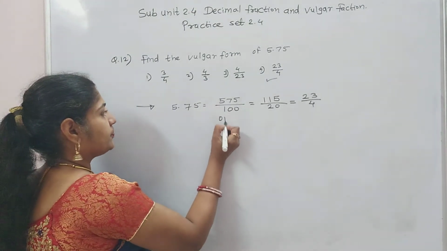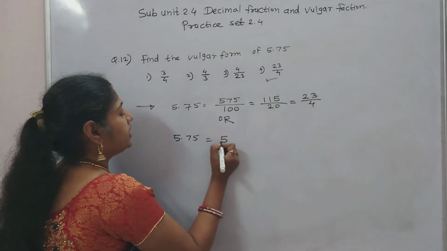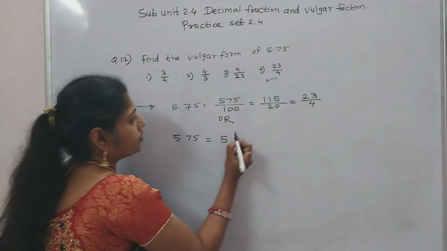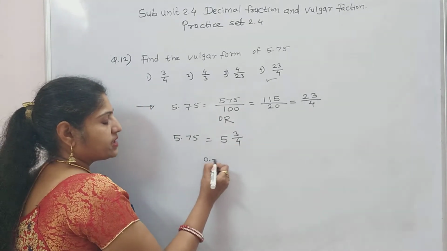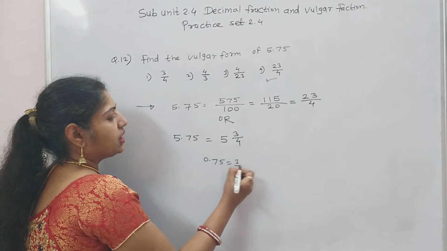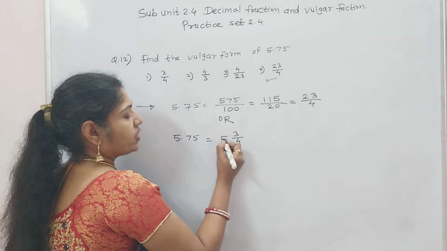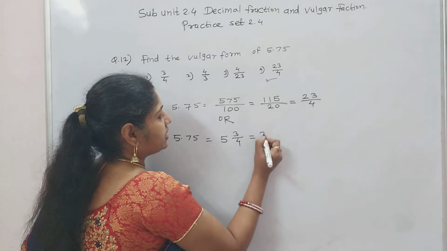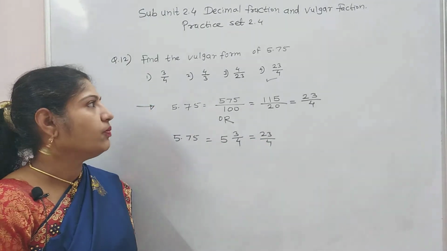Another method, 5.75 means 5 integer, 0.75 means 3 upon 4. 4 5s are 20, 20 plus 3, 23 upon 4. Our answer is option number 4.